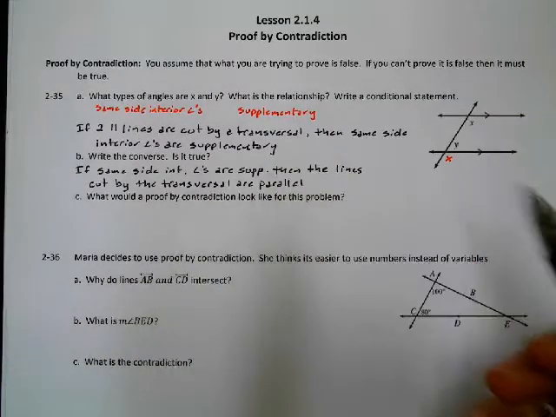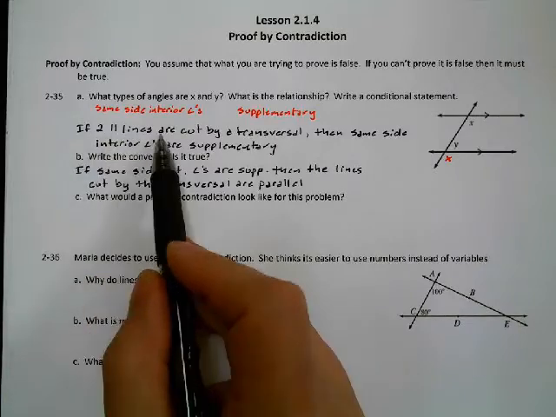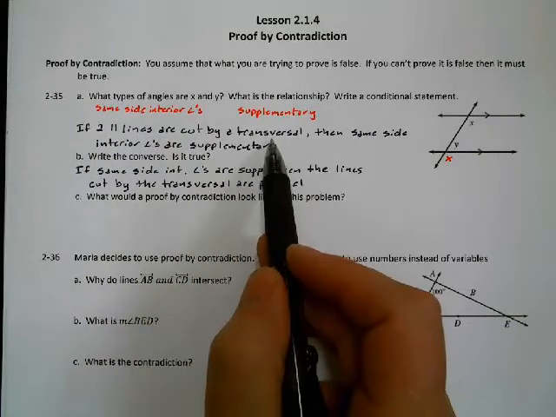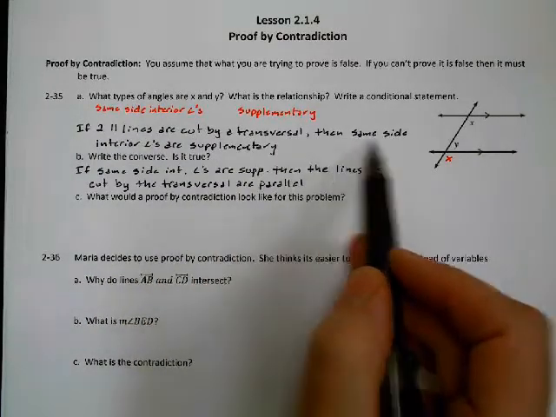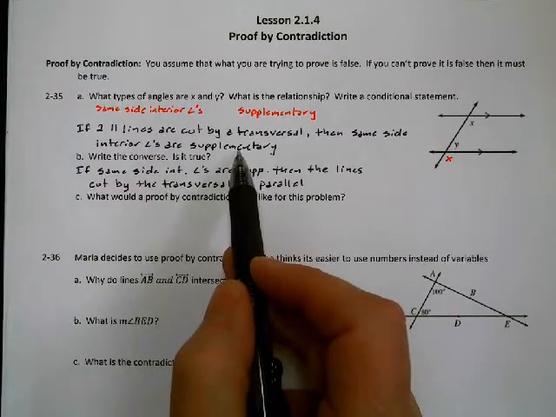So a proof by contradiction, if I look at this statement, if two lines cut by a transversal, then same side interior angles would not be supplementary. They don't add to 180. So that's what it would look like.